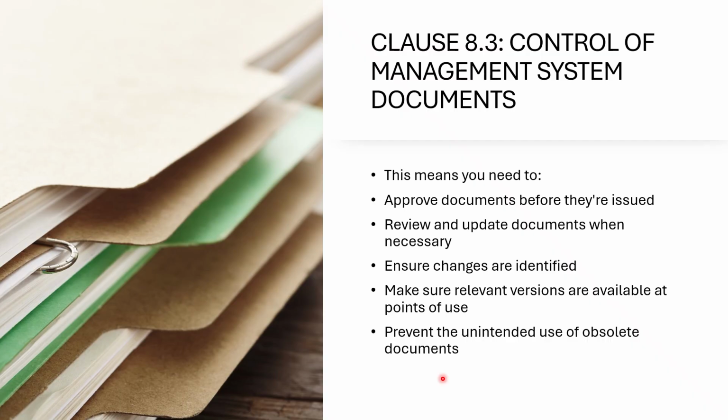A practical example: imagine a technician accidentally uses an outdated testing procedure. Now this could lead to incorrect results and compromise your accreditation. That's why document control is so critical. Many laboratories use document control software, but even a simple system with version numbers, approval signatures, and a master list can work effectively.